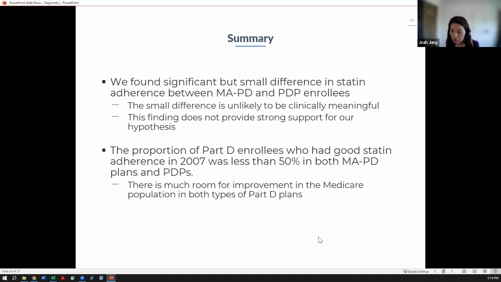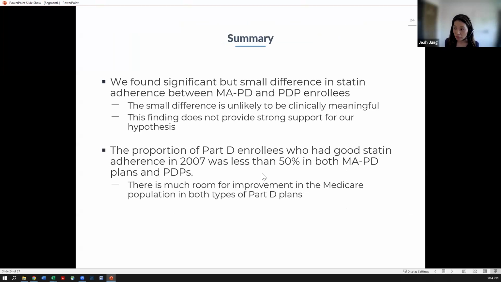So the conclusion or discussion. We found a significant difference in statin adherence between MAPD and PDPs. However, the difference was very small, and we didn't think that this was clinically meaningful. NPR 70 versus 69 or 68, and it doesn't make any difference. So our conclusion was that our finding did not really provide strong support for our hypothesis.